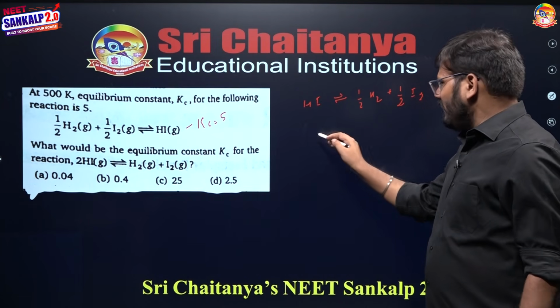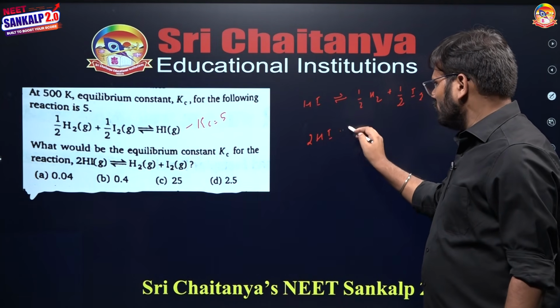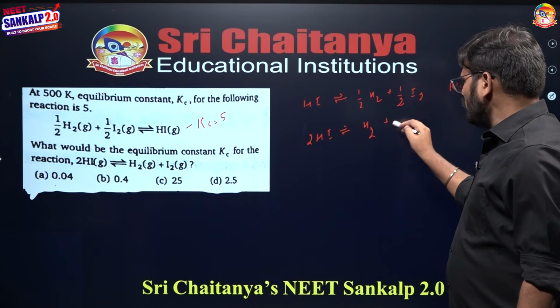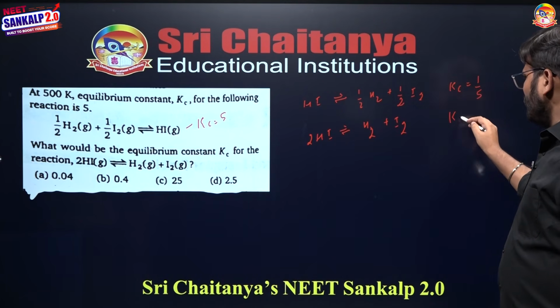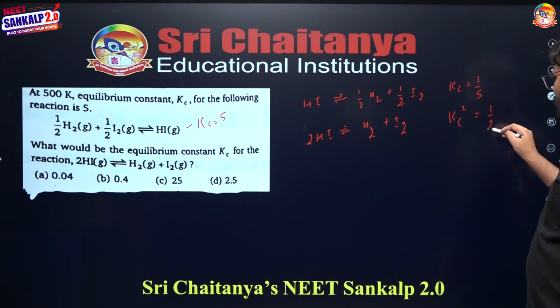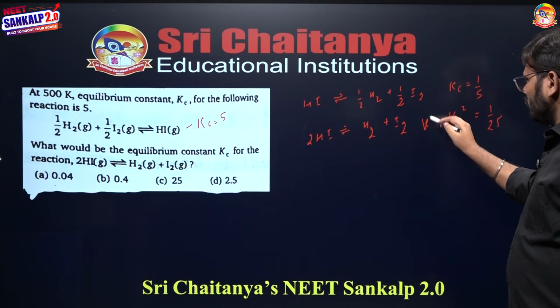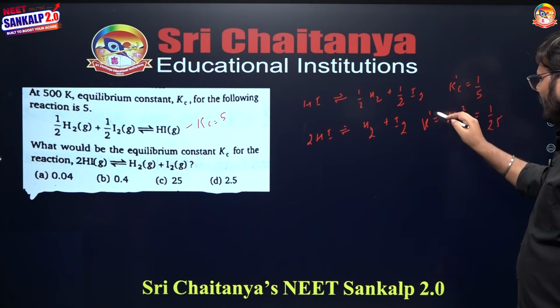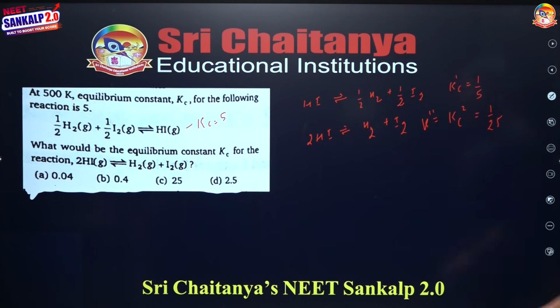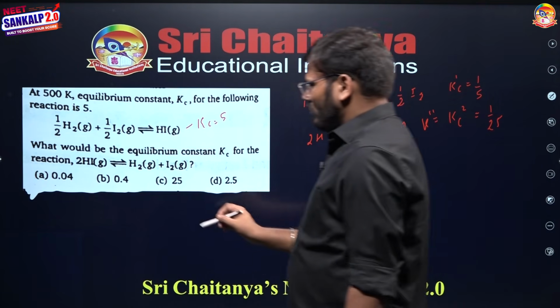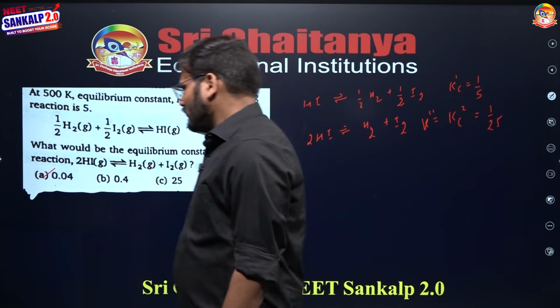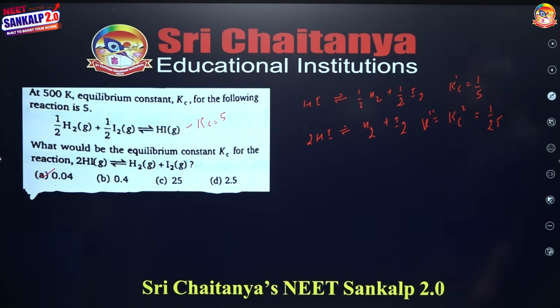Now if I multiply by 2, giving H2 and I2, its Kc will be 1 by 25. Call it K dash, K double dash. They are asking only that, which is K double dash. So K double dash will be 1 by 25, which can be written as 0.04. Okay, moving to the next problem.